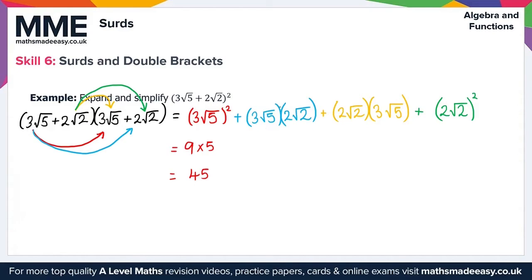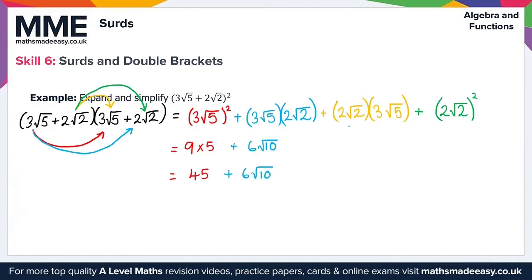So here, 3 times 2 would give us 6. So it's going to be 6. And then root 5 times root 2, well, that's going to give us root 10. So this becomes plus 6 root 10 there. Okay, and we can't do anything further with that. So we've got plus 6 root 10 there.